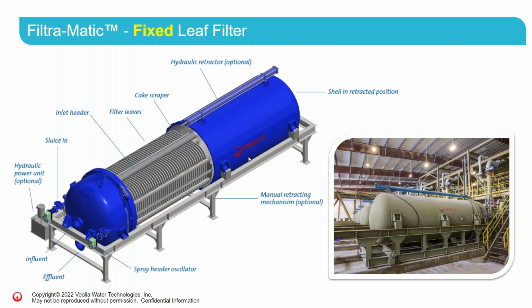So this is another view of the Filtra-Matic. You can see in this configuration, you have the shell of the filter in the retracted position. And this can be either automatic or manual. And each of the leaves have a spray header oscillator that goes around to clean the leaves. This is the inlet header. Sometimes you can have cake scraper to remove the cake out of the leaves. You have the sluice inlet and also the influent and effluent headers.